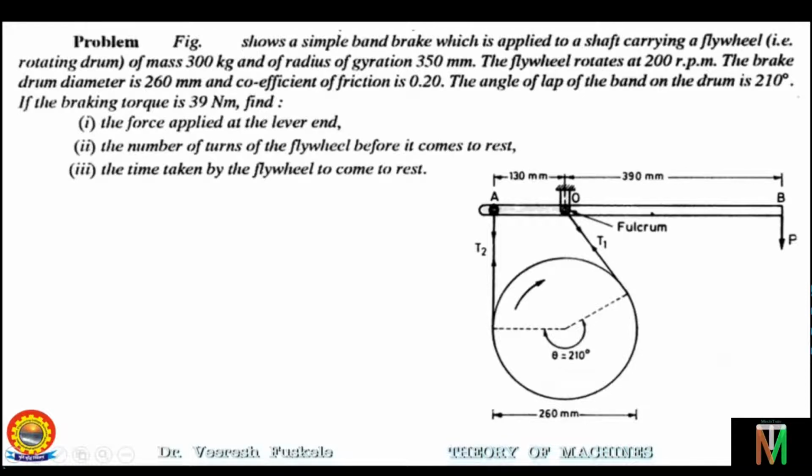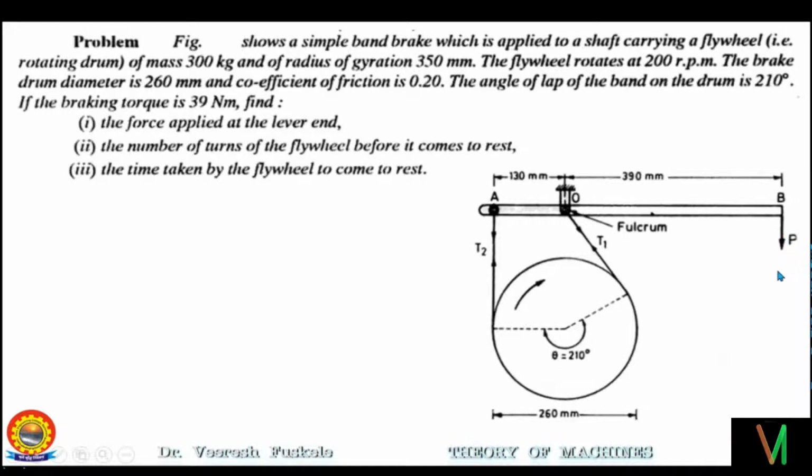So now let's understand the figure. For a simple band brake, one end of the band should be connected to the fulcrum, whereas the other end of the band may be connected to the lever either towards the same side in which the force P is acting or towards the opposite side in which P is acting. Here, the other end is in the opposite direction. Therefore, the applied force will be in the downward direction as shown in the figure. This is a point to be noted.